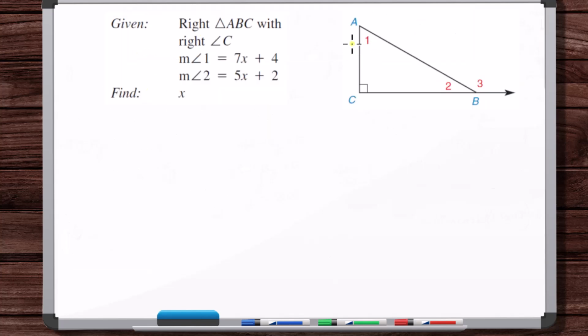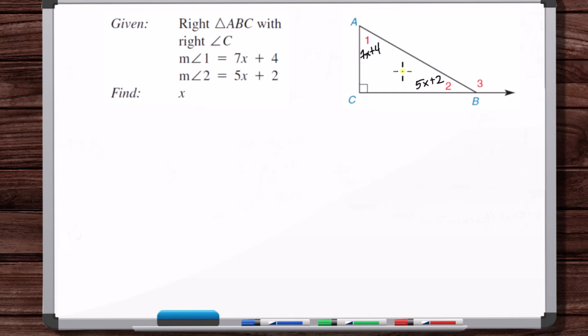Okay, given right triangle ABC with right angle C, the measure of angle 1 is 7x plus 4. The measure of angle 2 is 5x plus 2. Find x. Okay, well, we know that the acute angles of a right triangle are complementary. We know that the two non-90-degree angles of a right triangle have to be acute, because if one of these was obtuse, then you add that to 90, that's greater than 180, so it wouldn't make sense for the other angles.